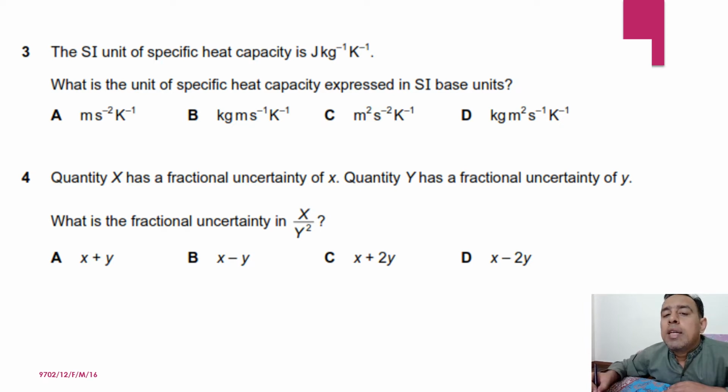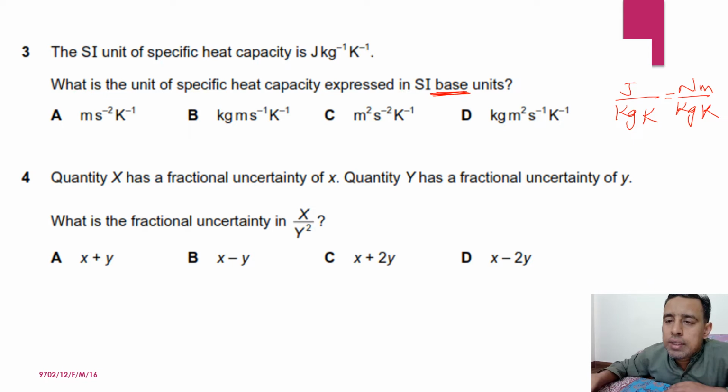Now on the next slide, you have to write question number 3. Specific heat capacity expressed in SI base units. So this word base is important. It is written as joule per kg Kelvin. You may write joule as Newton meters per kg Kelvin. In this, only the Newton is a derived unit, all others are base. So instead of Newton, we may write Newton is equal to kg meter per second square.